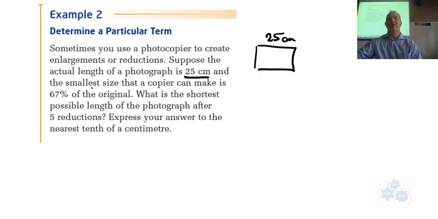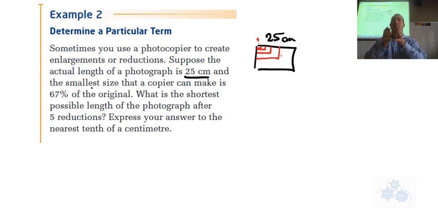So if you envision what's going to happen here, 25 is going to go down by 67%. So it's going to kind of go to this. Then it's going down by 67% again, to maybe this. And then again, and again, and so on. So we're looking for, what is this last little length right here? Okay? And that's a geometric sequence, right?